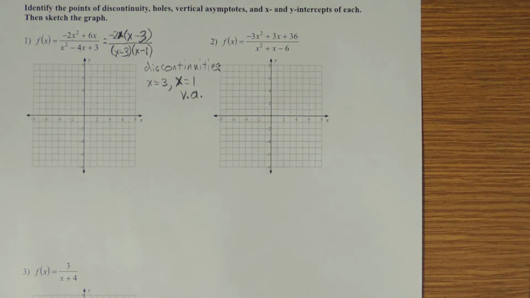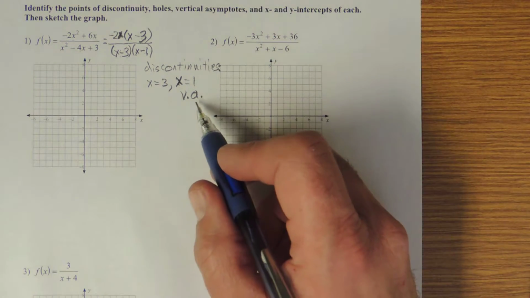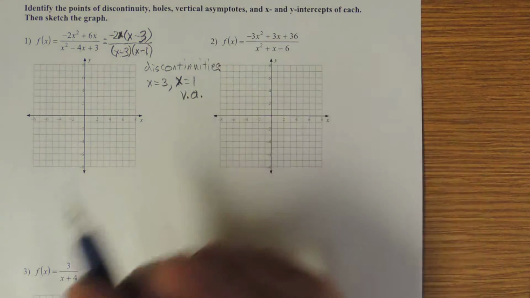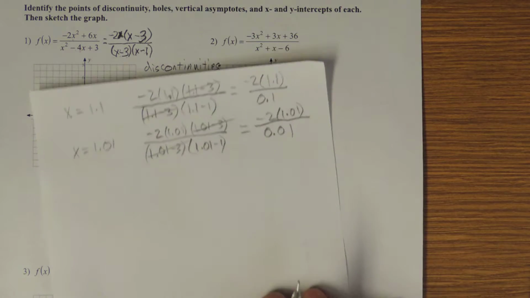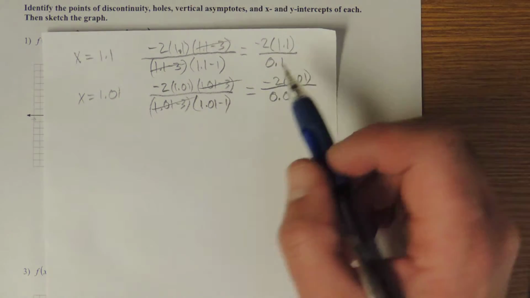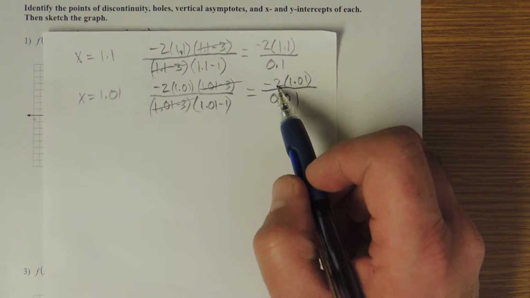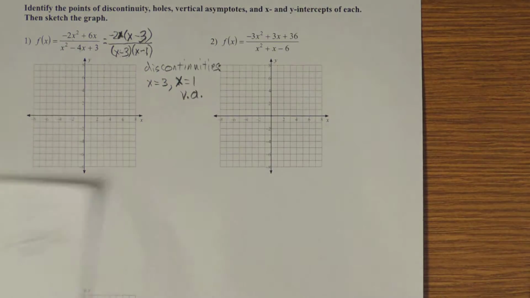Asymptotes mean the function goes on forever and gets closer and closer to that line, but it never touches. As I get close to 1, y gets bigger and bigger, but I'll never touch the line. So this is a vertical asymptote.